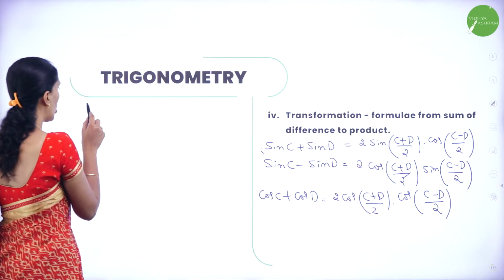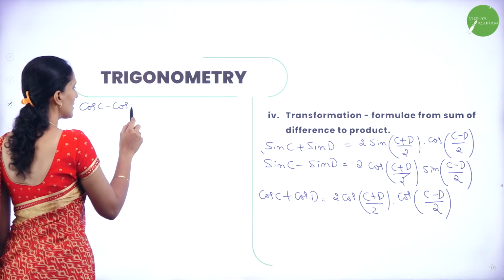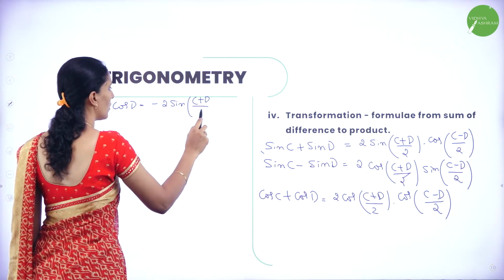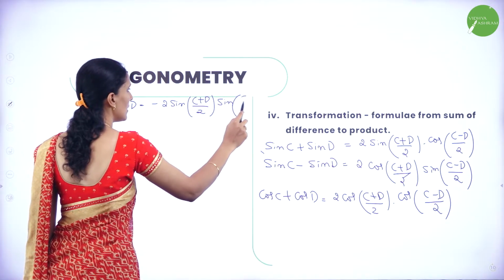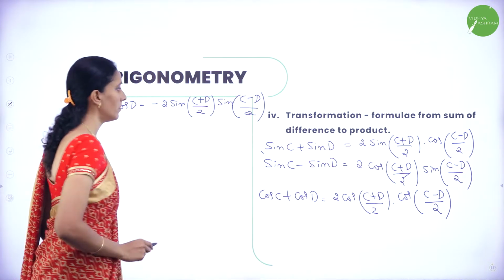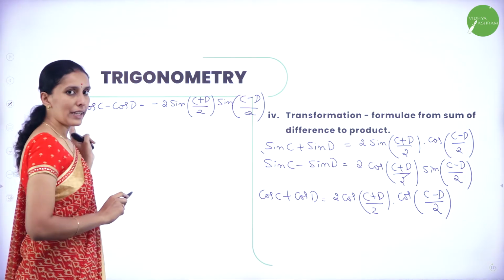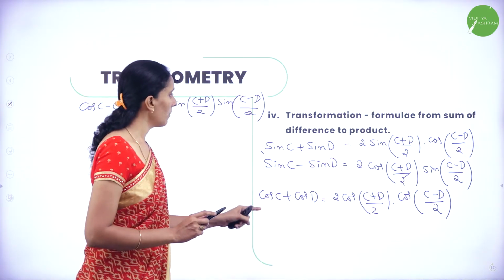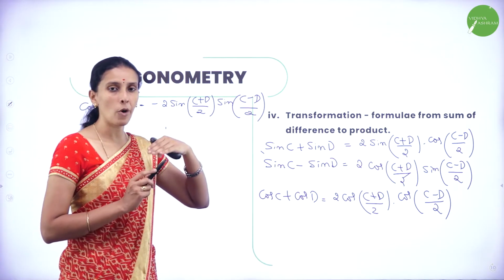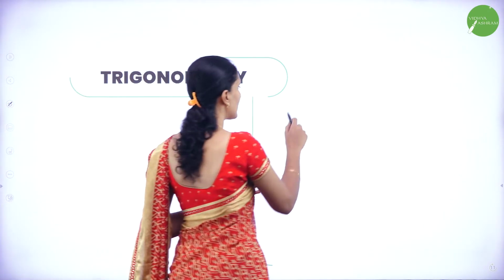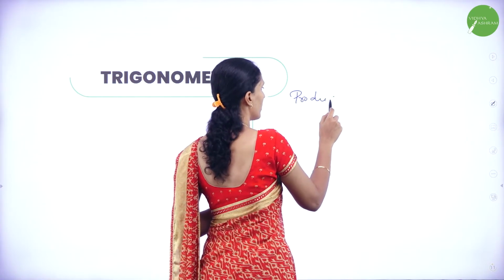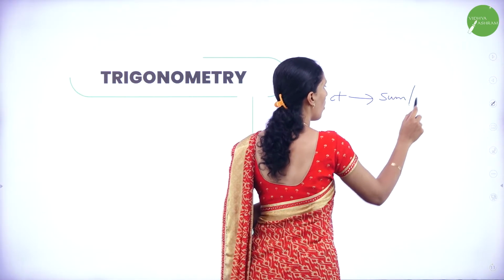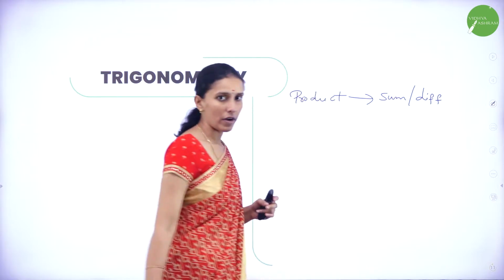Next, we will look at cos C minus cos D. Cos C minus cos D is minus 2 sin C plus D by 2 sin C minus D by 2. So here we are converting the difference into the product of two functions. So these are the four important formulas of transformation from sum or difference to product. Next, we will see product to sum or difference. Here we are transforming the product of any two trigonometric functions into a sum or difference of trigonometric functions.